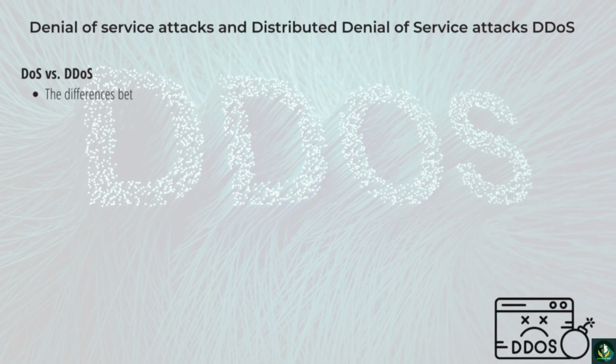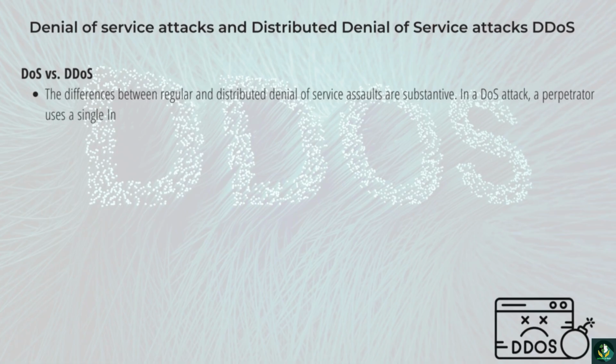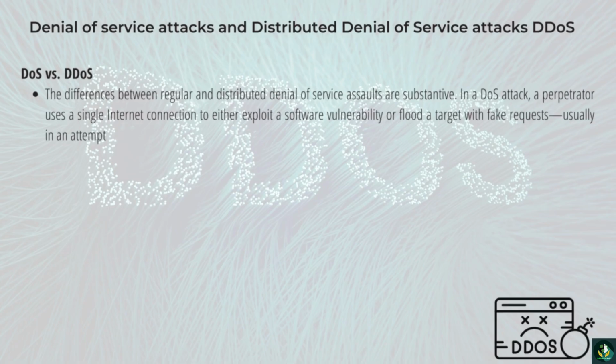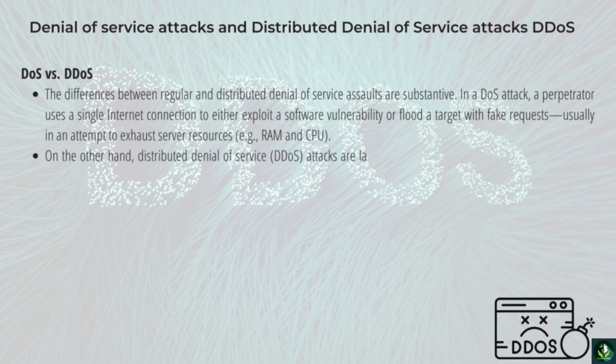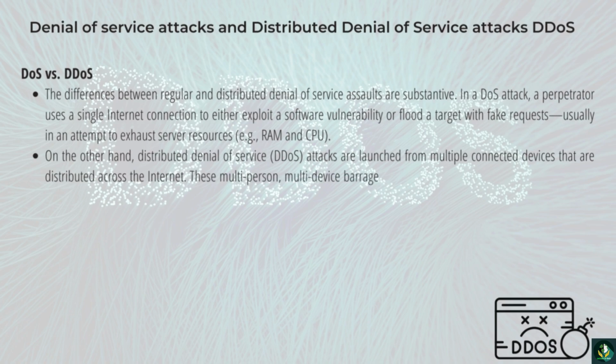DoS versus DDoS. The differences between regular and distributed denial of service assaults are substantive. In a DoS attack, a perpetrator uses a single internet connection to either exploit a software vulnerability or flood a target with fake requests, usually in an attempt to exhaust server resources, for example RAM and CPU. On the other hand, distributed denial of service, or DDoS attacks, are launched from multiple connected devices that are distributed across the Internet. These multi-person, multi-device barrages are generally harder to deflect, mostly due to the sheer volume of devices involved.